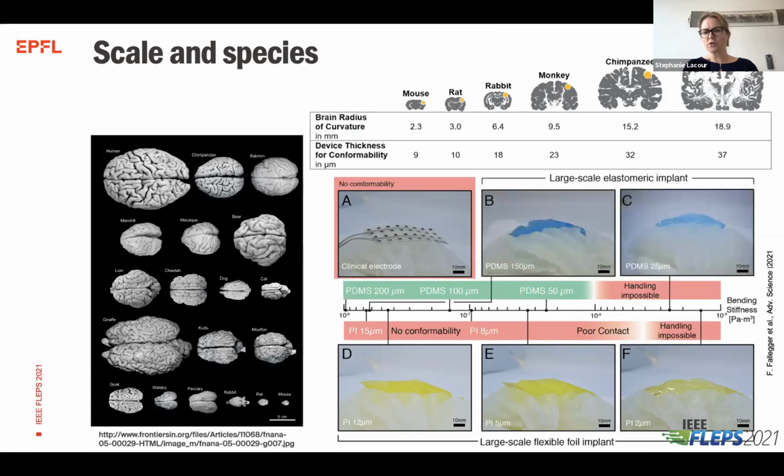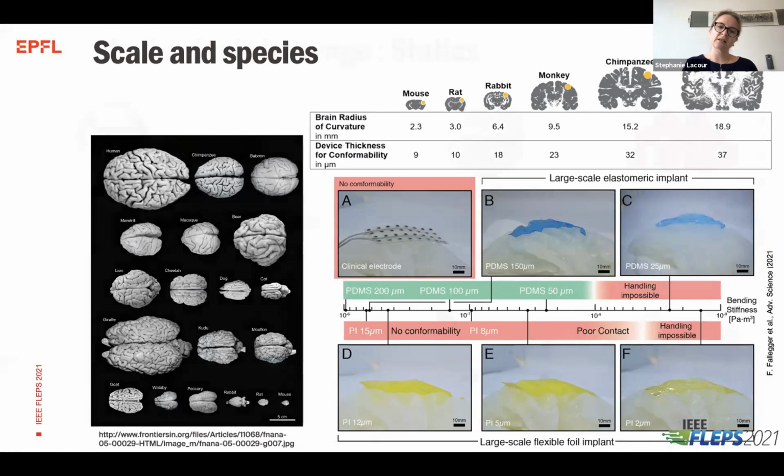The other approach is to actually use softer material, which will allow you to gain a little bit of thickness. And so if we do the same experiment using PDMS here, we can actually have a similar conformability to what you would observe for the 2 micron PI, but with a membrane that is now 25 micron in thickness, and this is actually much easier to handle. And so that's an important metric you need to consider when you design these devices.